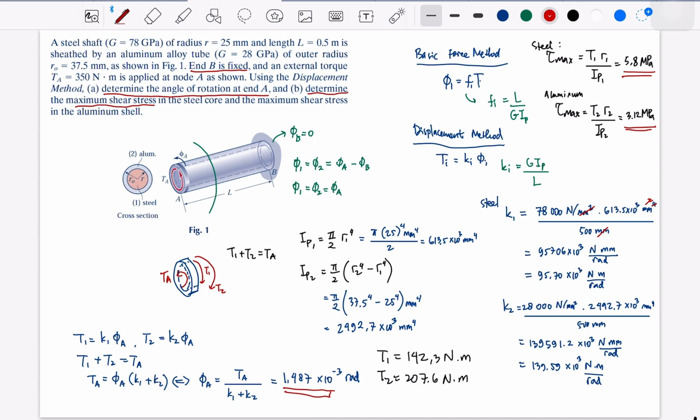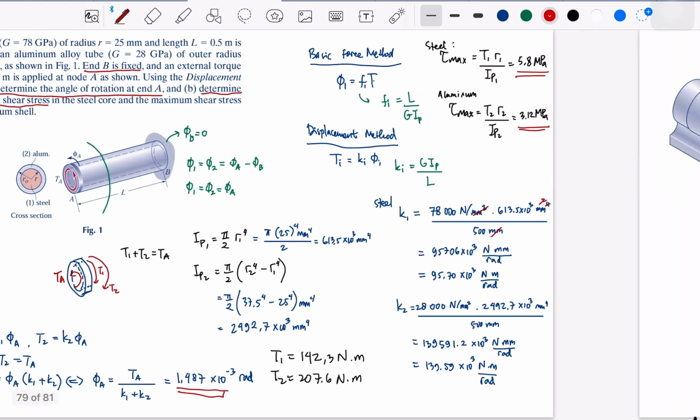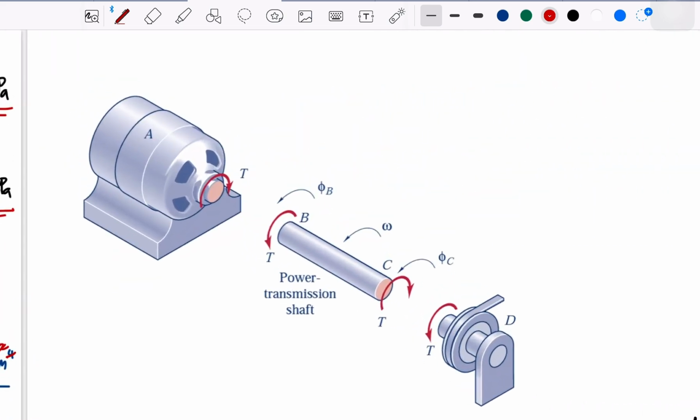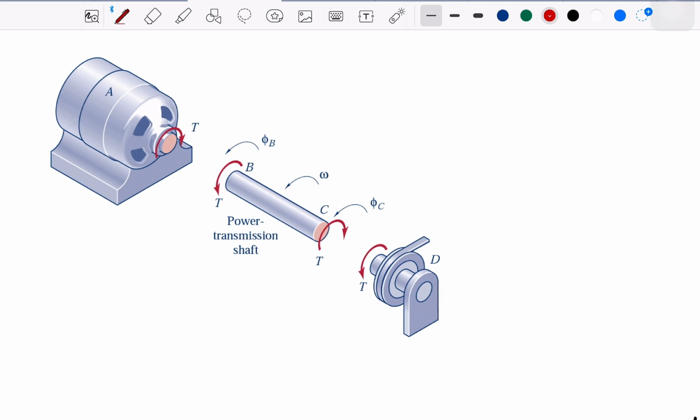Okay, let me move to the new slide. Okay, you can check later. This one I will put into notes later on after we finish all of chapter 4. So this is the power transmission shafts.